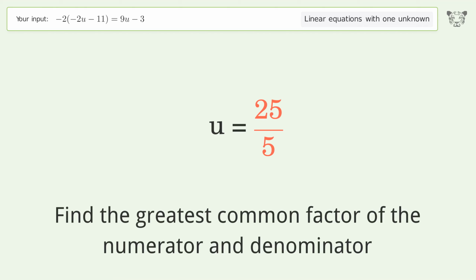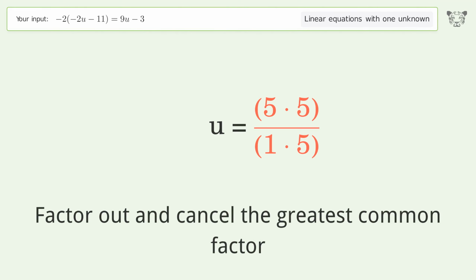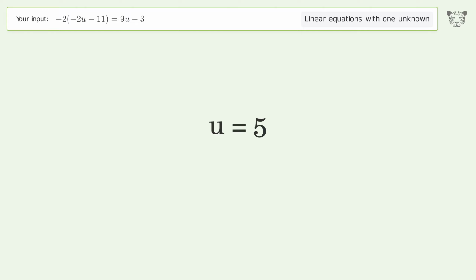Find the greatest common factor of the numerator and denominator. Factor out and cancel the greatest common factor. And so the final result is u equals 5.